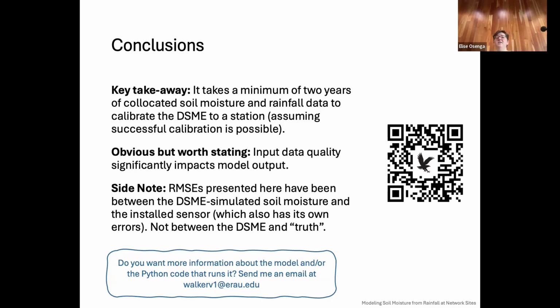And then just a side note here, all the RMSEs were the difference between the simulated soil moisture and the installed sensor. That installed sensor has its own error, so that's not being compared to a ground truth, like a gravimetric sample. It's just the model compared to the sensor. If you'd like more information about the model or the Python code that runs it, feel free to send me an email. This is the same QR code that was there at the beginning that links back to that Vadose Zone Journal paper.